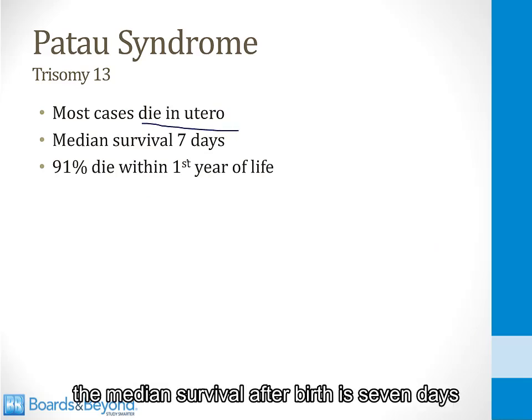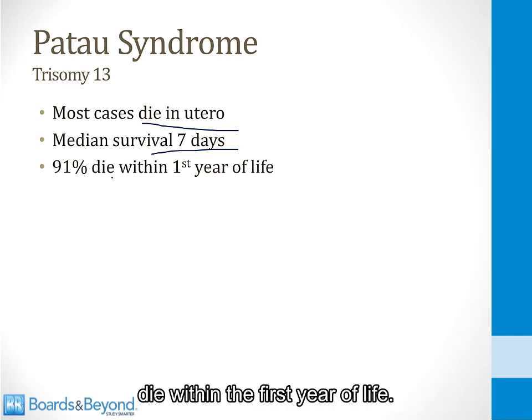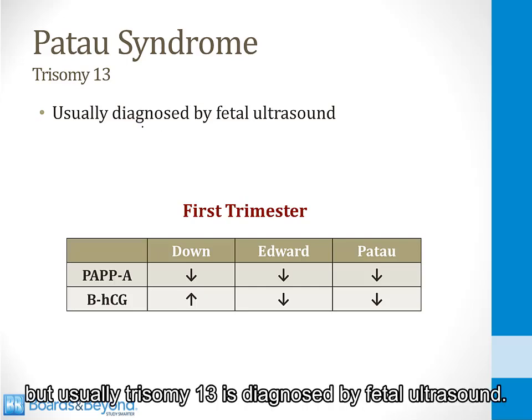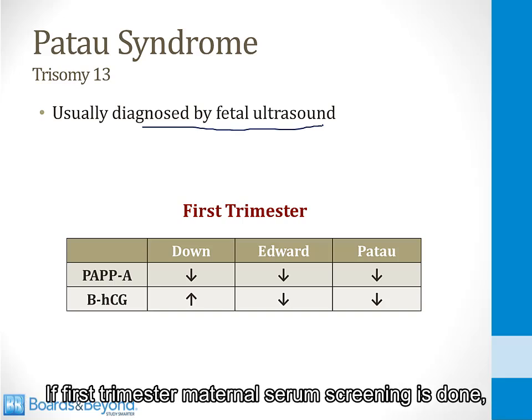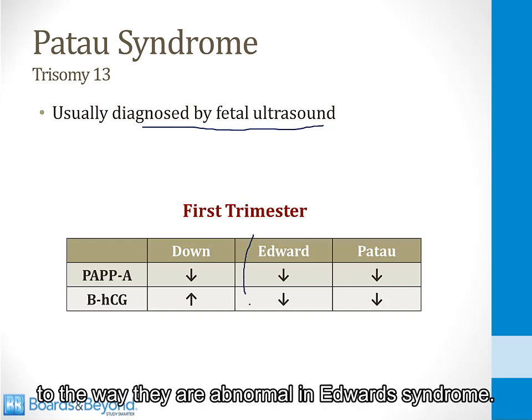The median survival after birth is 7 days, and 91% of babies with trisomy 13 die within the first year of life. And I mentioned this before, but usually trisomy 13 is diagnosed by fetal ultrasound. If first trimester maternal serum screening is done, the results will be abnormal in a similar manner to the way they are abnormal in Edwards syndrome.